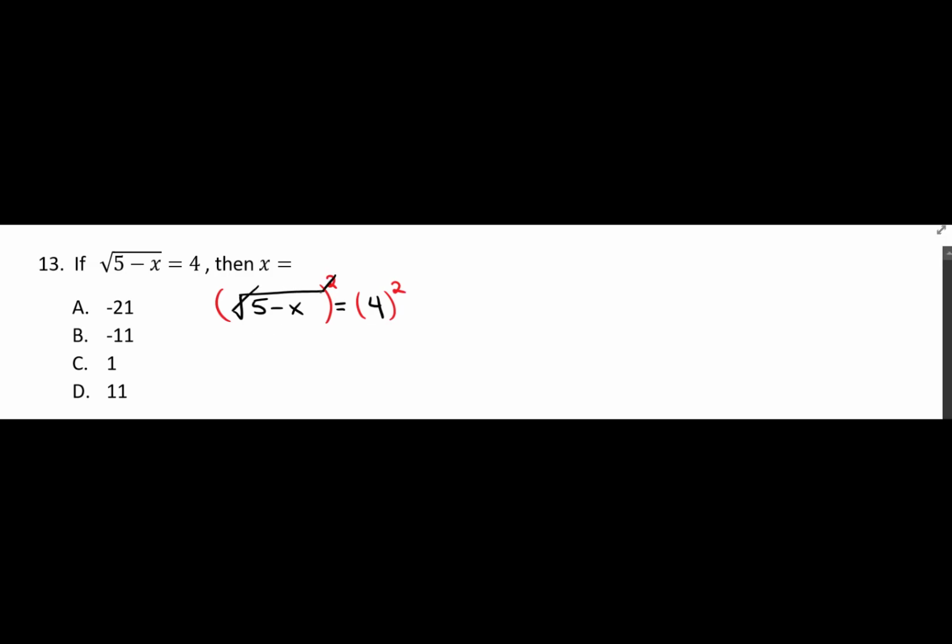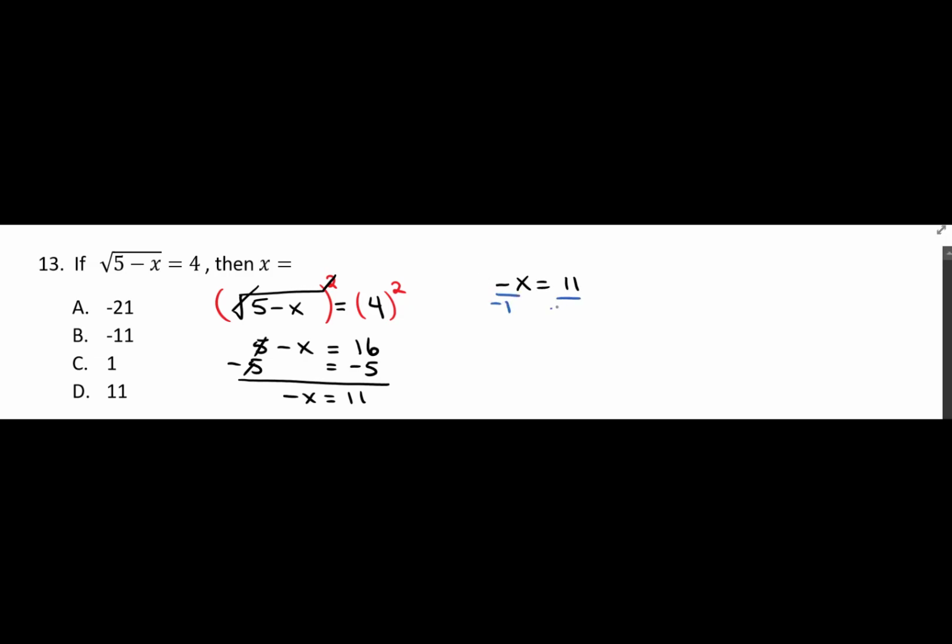And the square root and the square are going to cancel each other out. So you end up with 5 minus x is equal to 4 squared, which is 16. And then we're going to subtract 5 to isolate the variable on the left. So we end up with negative x is equal to 11.